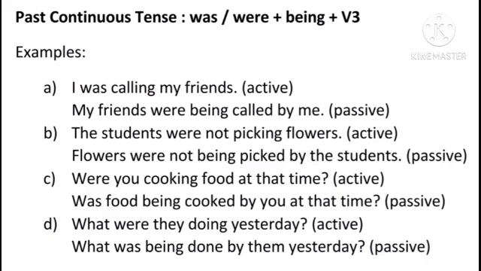Now past continuous tense. In active voice we use was or were plus ing with the first form of the main verb. In passive voice we'll use was, were plus being plus third form of the main verb. Examples now. I was calling my friends. My friends were being called by me. The students were not picking flowers. Flowers were not being picked by the students.